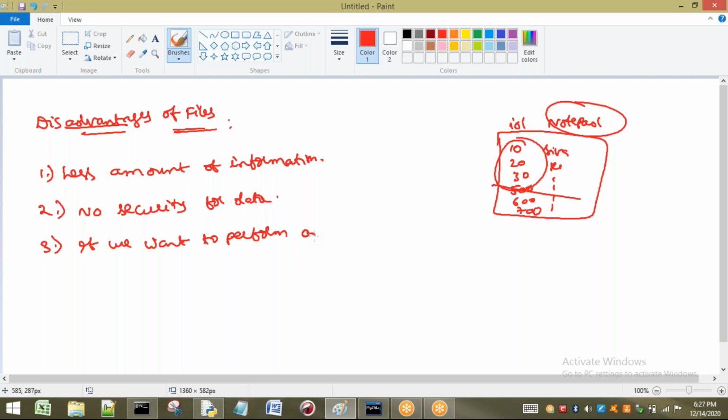If you want to perform any operation like average, sum, and so on, we cannot perform them. Excel can perform some operations, but only on limited data. It cannot perform on huge data. Up to MBs it can do.